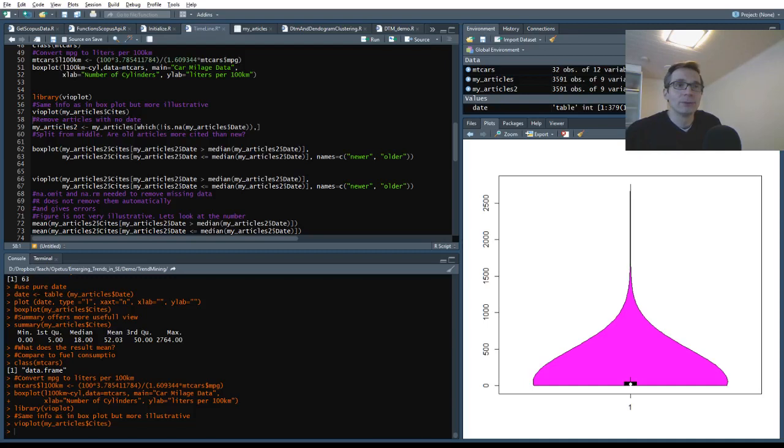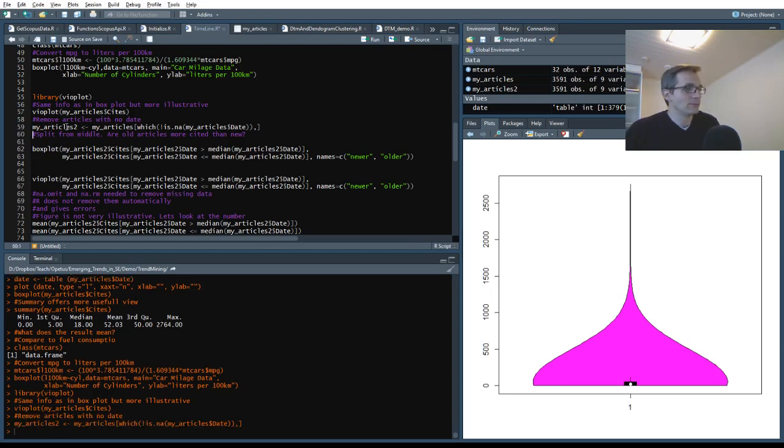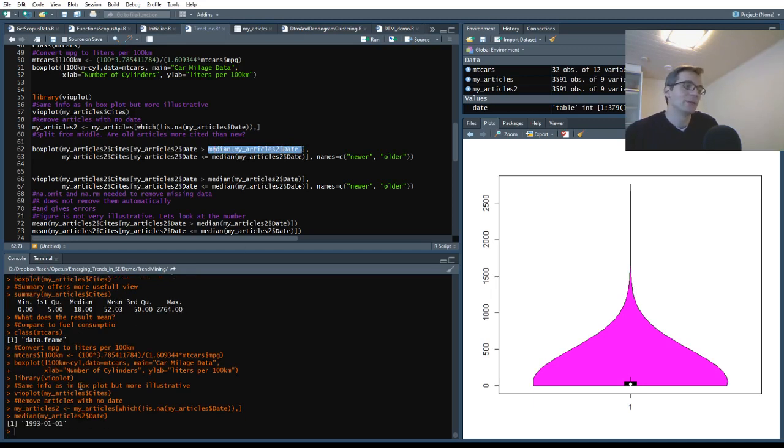Okay. So now we will do an investigation whether older articles are more cited than new articles. To do this, we execute line 59 that removes all the articles that have no date information. Then we take the median value of the articles. So then we get a split to 2 groups from the middle. We can investigate the median value, and it is 1st of January 1993. And we use this as a splitting value to the older and newer articles.